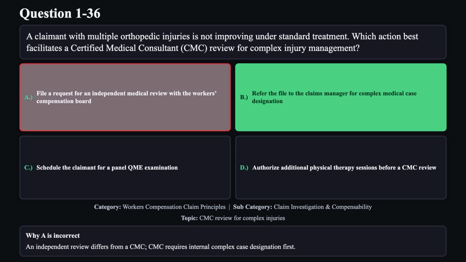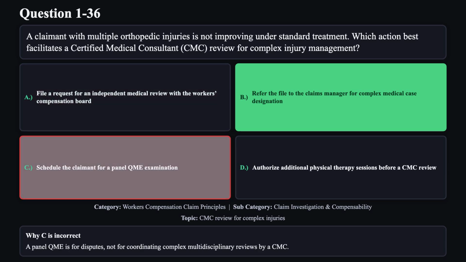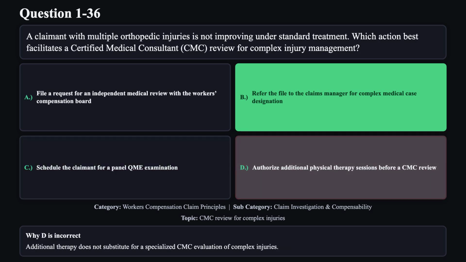An independent review differs from a CMC. CMC requires internal complex case designation first. Reason C is not correct. A panel QME is for disputes, not for coordinating complex multidisciplinary reviews by a CMC. Reason D is not correct. Additional therapy does not substitute for a specialized CMC evaluation of complex injuries.